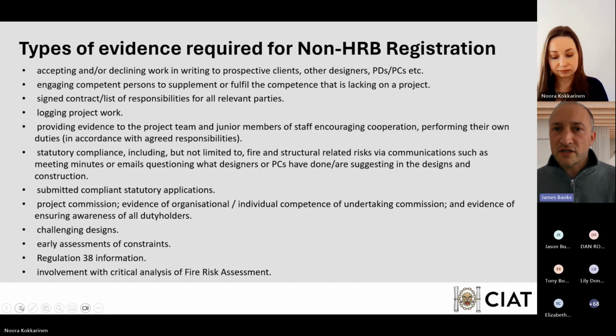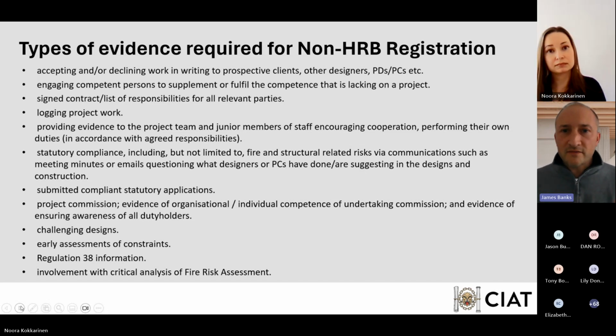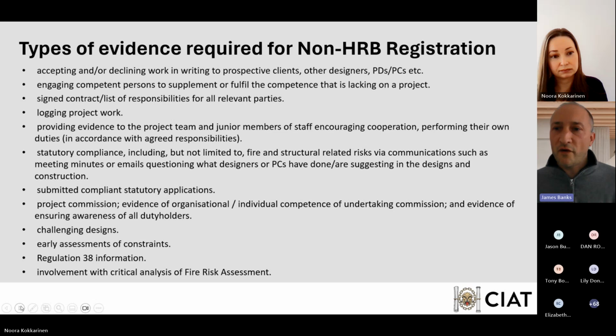Quite integral to the role is statutory compliance. So again, these are just ideas of types of evidence: fire and structural communication, meeting minutes, email queries, clarifications, engagement with the principal contractor, suggesting refinements or amendments to design and construction process, approvals from statutory authorities around respective stages of the process you're delivering, evidence of project commission, whether that's organisational or individual competence, and ensuring you're aware and all the other duty holders are aware of their responsibilities, challenging designs, early assessment of constraints, regulation 38 information, and where necessary, involvement with critical analysis of fire risk assessment.